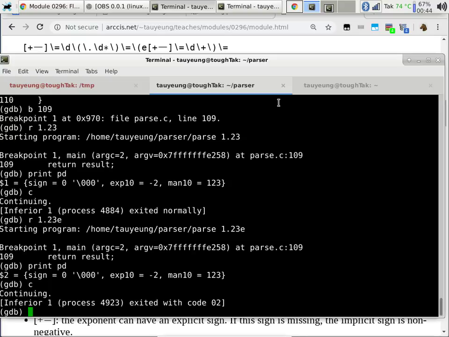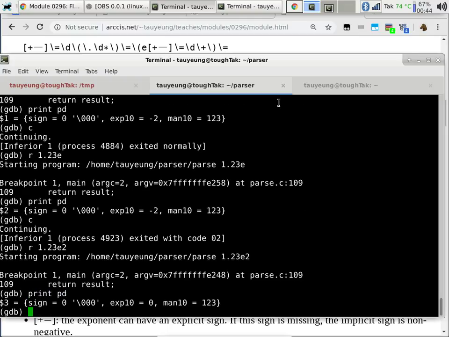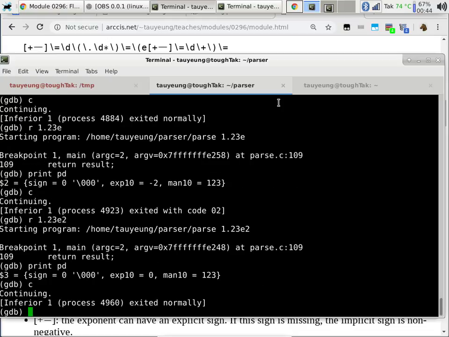Okay? All right, so let's give it an actual number to work with, and we'll make it kind of tricky. 1.23 times 10 to the power of 2 is 123. It would have been exactly the same thing as if I just gave it 1, 2, 3, right? So we'll run this and print PD. Yep, it's just 123 with 0 in the exponent of 10. If I continue any further, it will say it exited normally because the exit code is 0. It has no syntax error. Okay, try it one more time.